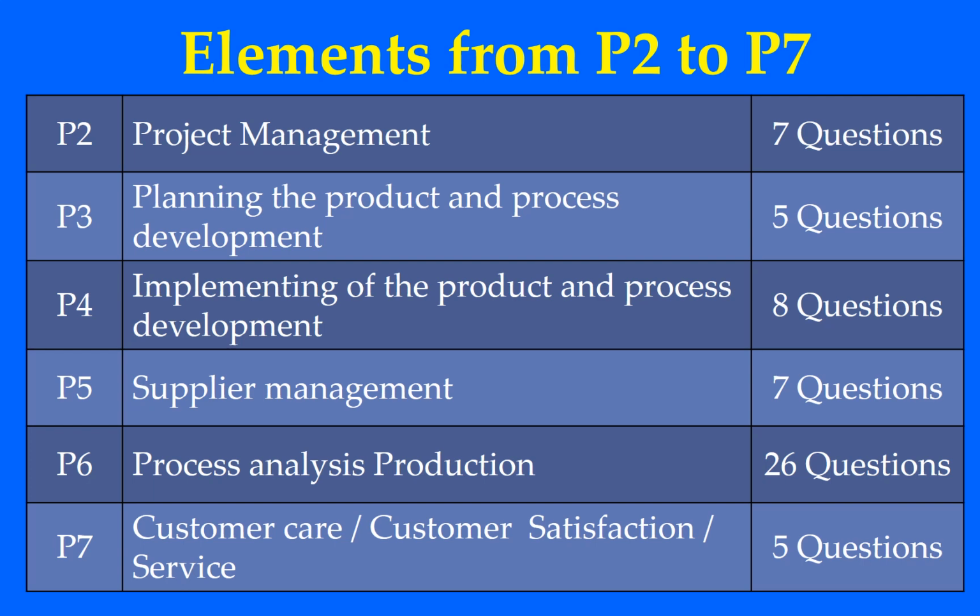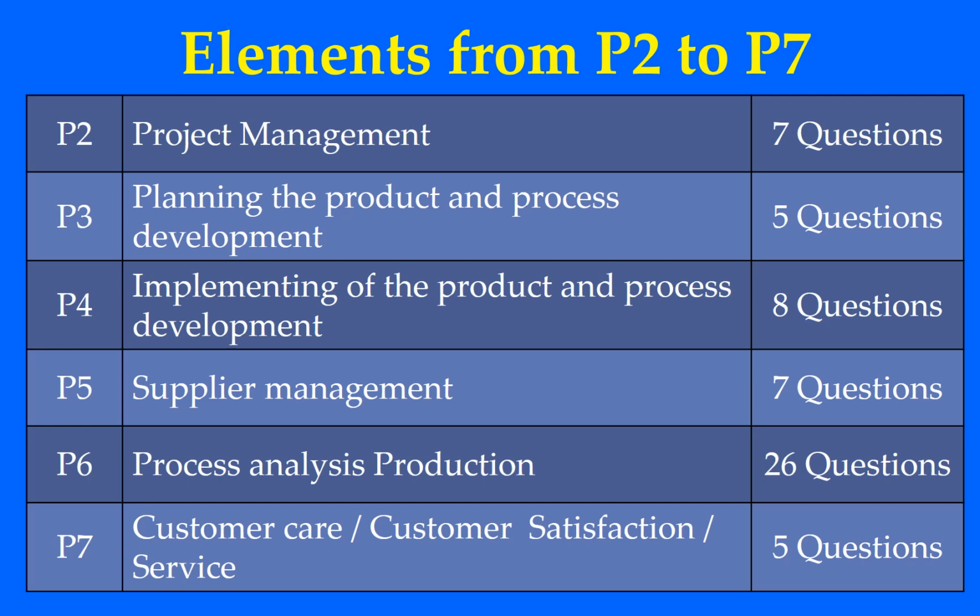As you can see, the complete VDA 6.3 structure is divided into these 6 elements from P2 to P7. P2 stands for project management and it has 7 questions. P3 stands for planning the product and process development and it has 5 questions. P4 stands for implementing of the product and process development. It has 8 questions.